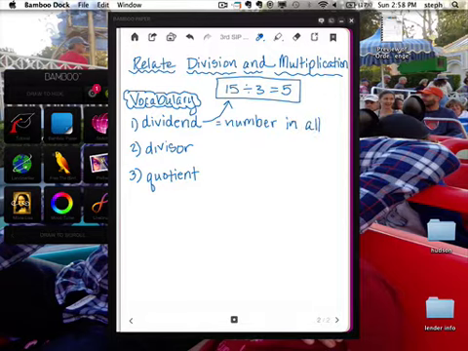So remember, you can pause me during this time. The divisor is the number of groups. So the number of groups is this number right here. The number of groups.